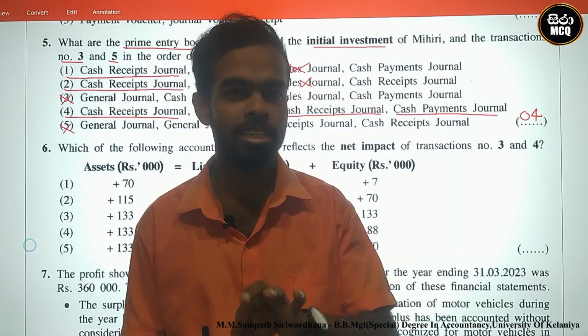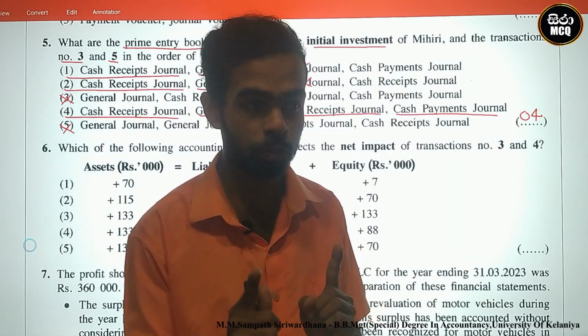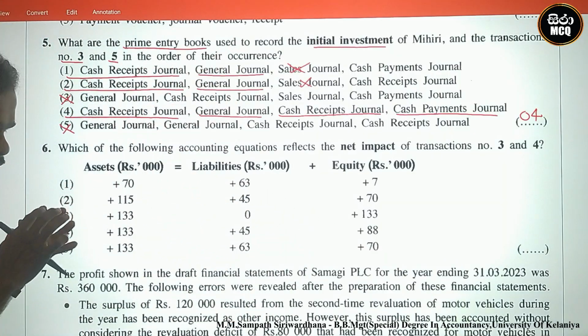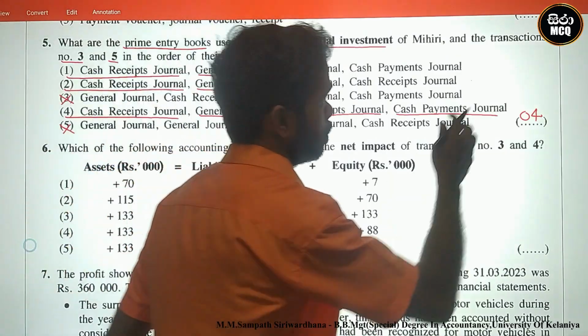Today we discuss the Advanced Level A-level accounting paper 2023, question number 6. This is the equation impact we must identify. Look here, what are the requirements?